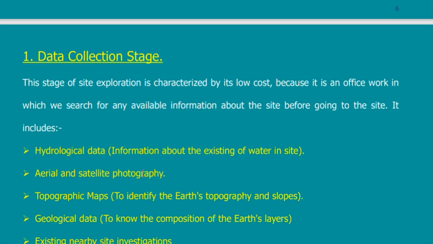Aerial and satellite topography or photography. Google Maps or Google Earth. Using these satellite images, you can see your site before going to the site and check if you have a problem on site. Maybe they are using this site as a dump area. It's a problem. How can I go there? Then before going to the site, I know that I have a problem in this site.